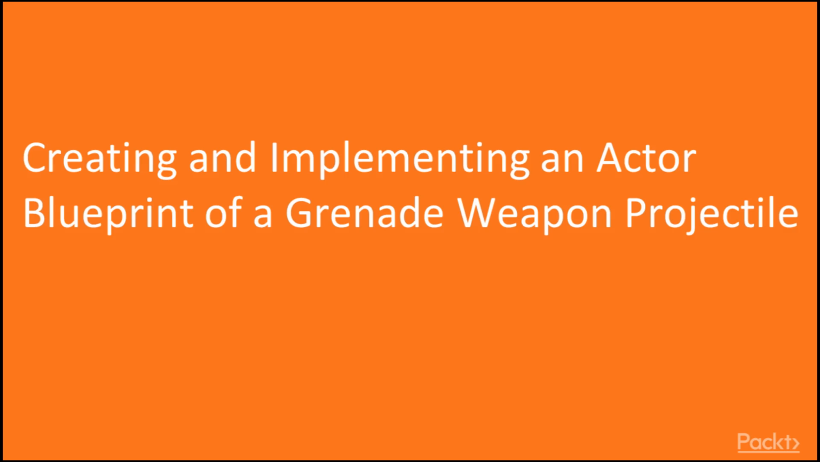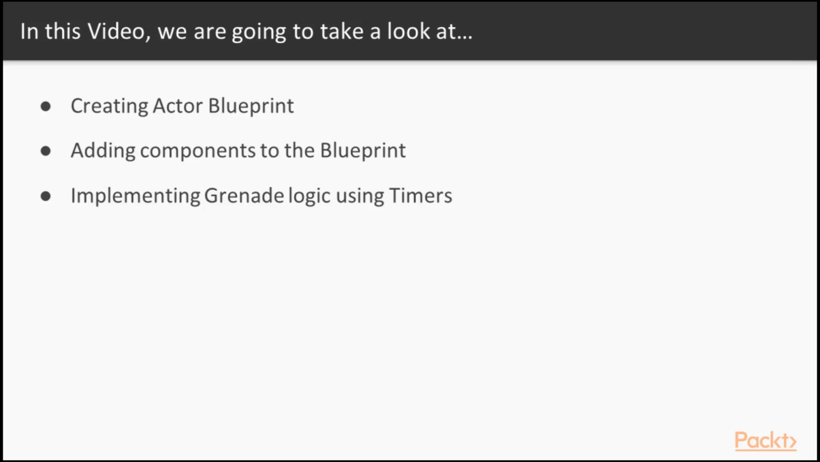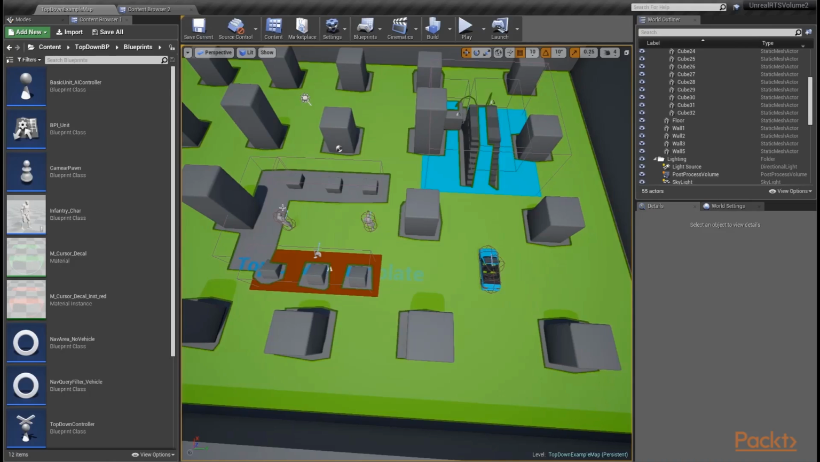Video 1, Creating and Implementing an Actor Blueprint of a Grenade Weapon Projectile. What we'll learn in this video is we're going to create an actor blueprint that's going to house our grenade. We're going to add components to that blueprint, including a sphere mesh component and the projectile movement component. And then we're going to implement the logic for our grenade using timers so that we can have the grenade detonate on impact or detonate after 1 second. So we need to do all of this in a new blueprint.